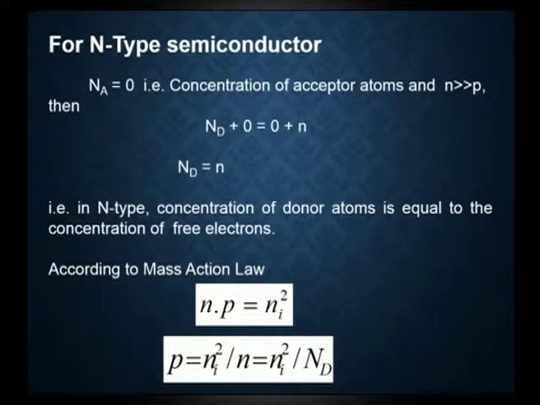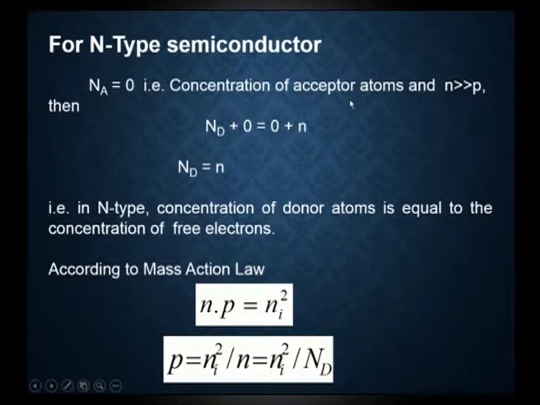For N type, what happens? Na is 0, because in an N type semiconductor donor atoms are present and there are no acceptor atoms. So the concentration of acceptor atoms in N type material is 0, and the number of electrons, the majority carriers in N type, is more than P, the holes. So the neutrality law now becomes Nd plus 0 is equal to 0 plus N. Then we find that Nd is equal to N, that is, the concentration of donor atoms is equal to the number of electrons present in an N type semiconductor.